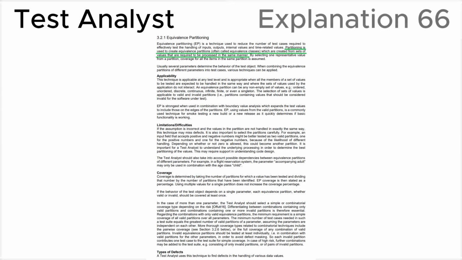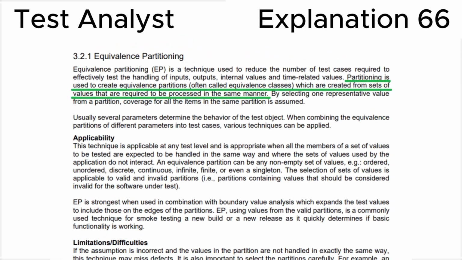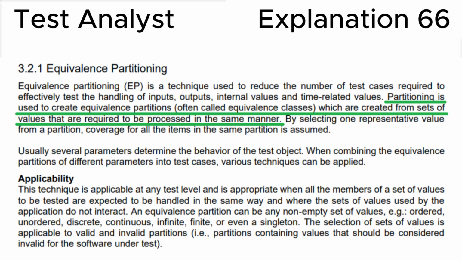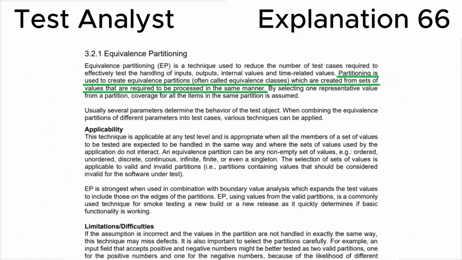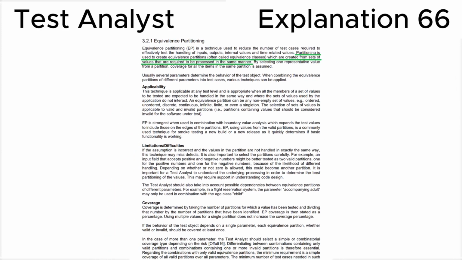Explanation. Let's look at section 3.2.1, Equivalence Partitioning, in the ISTQB syllabus, where we can see that partitioning is used to create equivalence partitions, often called equivalence classes, which are created for sets of values that are required to be processed in the same manner. Also, I suggest you study this section on your own.